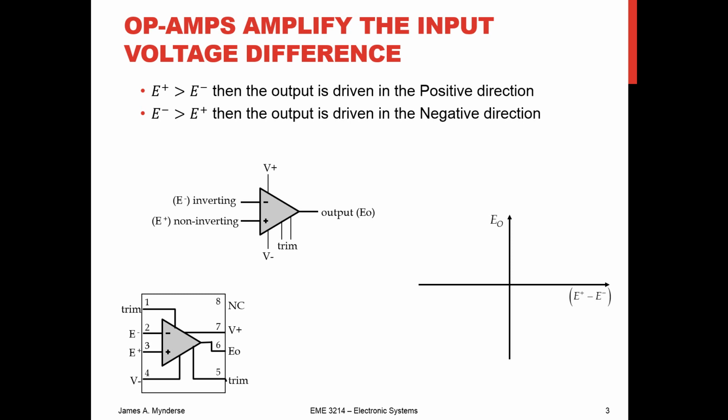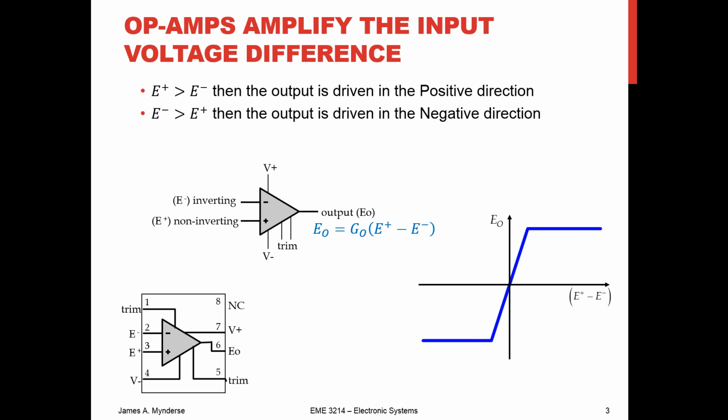So what happens is, if E plus, the non-inverting input, is greater than the inverting input, then the output goes positive. If the inverting input is greater than the non-inverting input, then the output goes negative. And these go linearly with some gain G sub O times the difference. So an op-amp amplifies the voltage difference between the terminals.